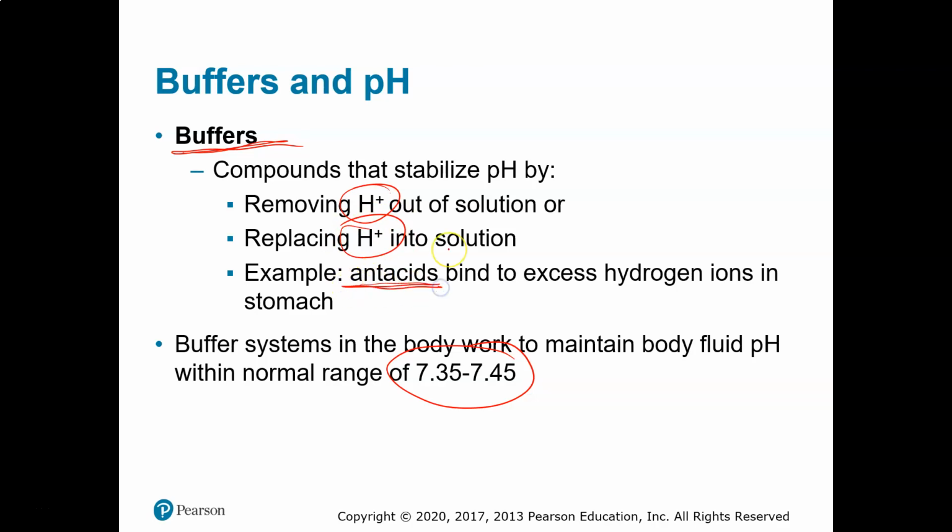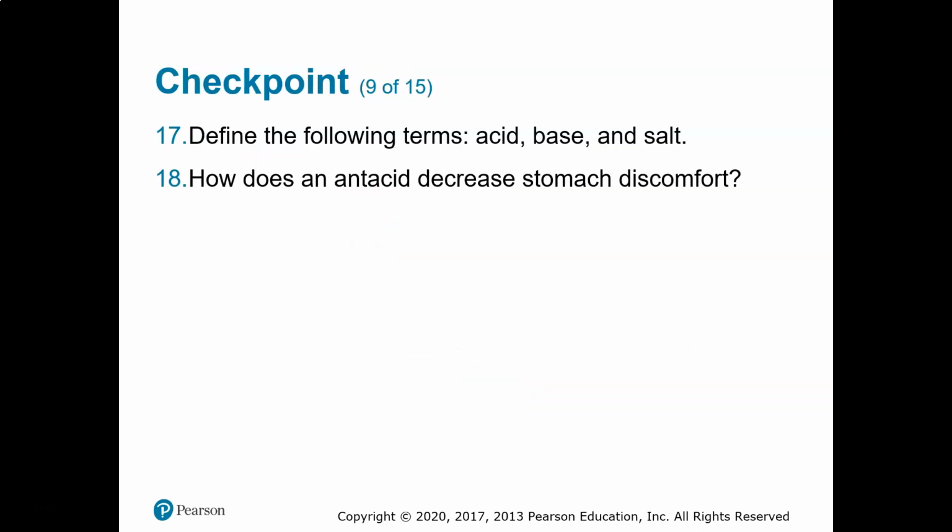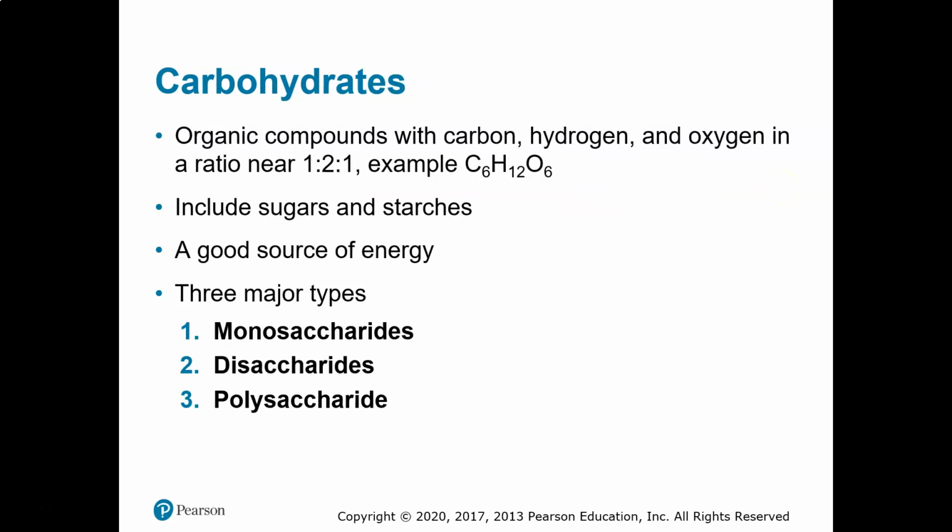We take antacids like Tums and Rolaids and Nexium because they bind excess hydrogen ions and remove them from the stomach, and they raise the pH of the stomach acids. An acid releases hydrogen ions in solution, a base removes hydrogen ions, and a salt is a combination of a cation and an anion as long as they are not hydrogen or hydroxide. An antacid decreases stomach discomfort by raising the pH.